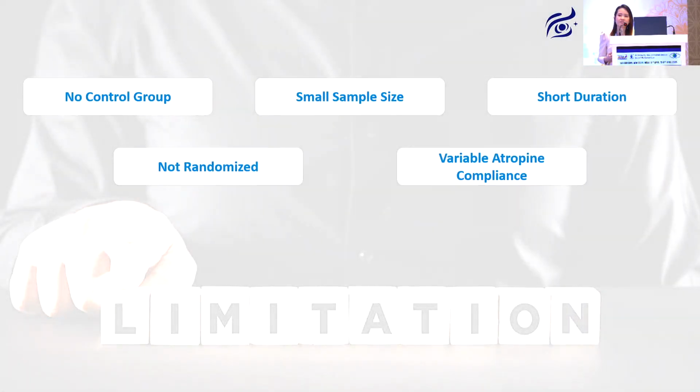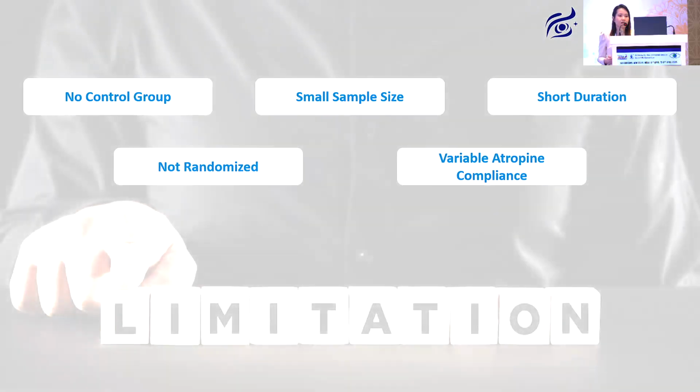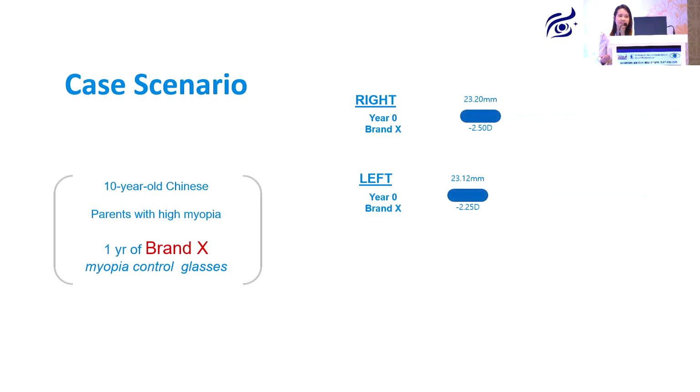So of course, our study has limitations. Besides the small sample size, there is no control group in our study. It is a short duration of 1 year, and it's not a randomized controlled trial, and patients can also have variable atropine compliance. Sometimes some patients may skip 1 to 2 days, whereas others may be fully compliant with the eye drops. So next I will discuss 2 case scenarios that can be applied to your clinical practice, and these are real patients that I see in my clinic.